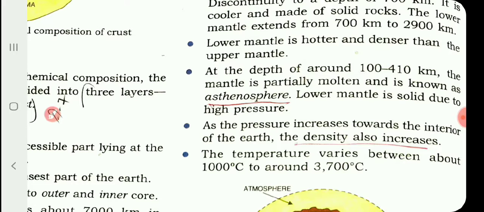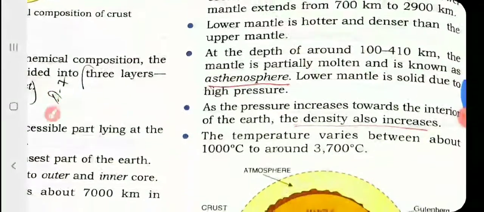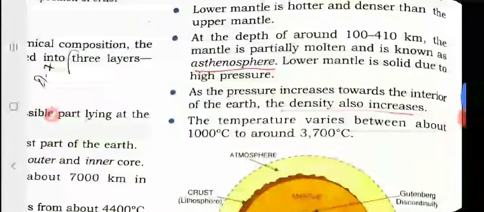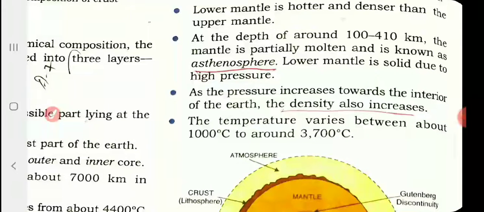At the depth of around 100 to 410 kilometers, the mantle is partially molten, neither liquid nor solid, partially molten, and it is known as the asthenosphere. Just see the diagram. It is known as the asthenosphere.